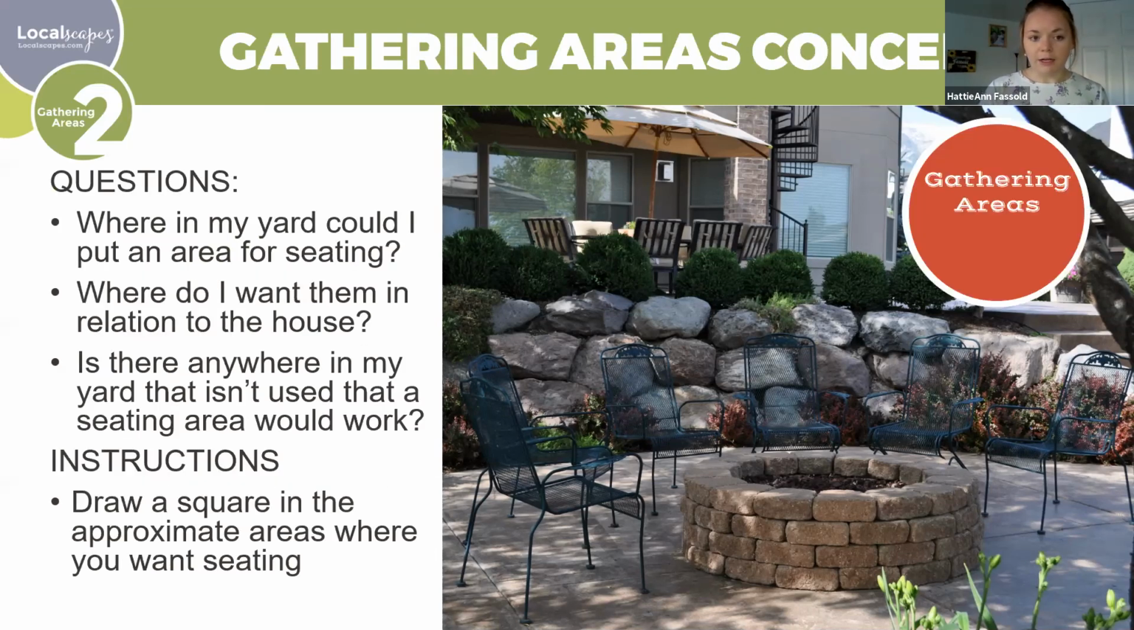For the conceptual design, you need to think about where you could put an area for seating. Where do you want it in relation to the house? Is there anywhere in your yard that isn't used where you could put a seating area? A lot of side yards are not used a ton, so it's a great place to put a little bench with a pathway, right? So the instructions for this: you're going to use a square as your gathering area conceptual shape. The circle is for the central open shape, and the square we're going to use for the gathering areas.